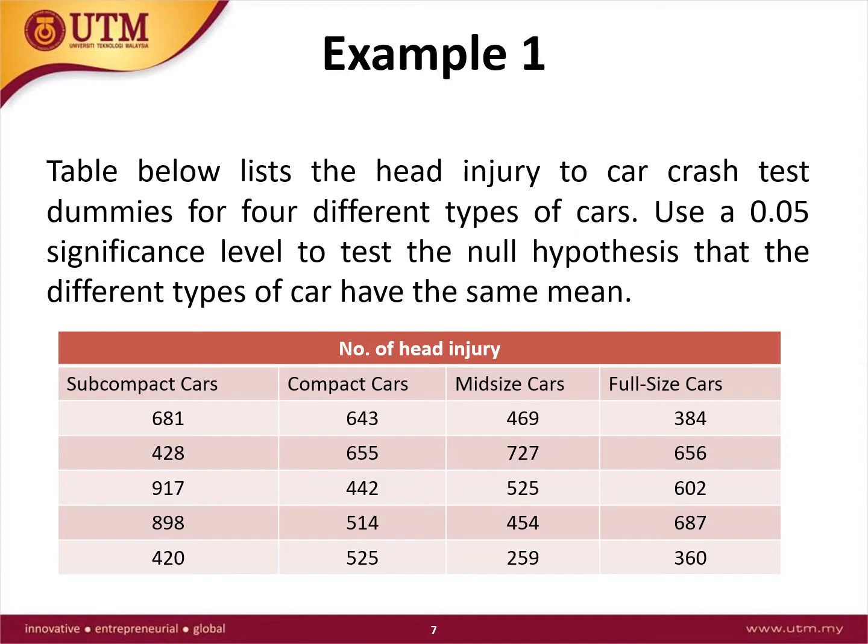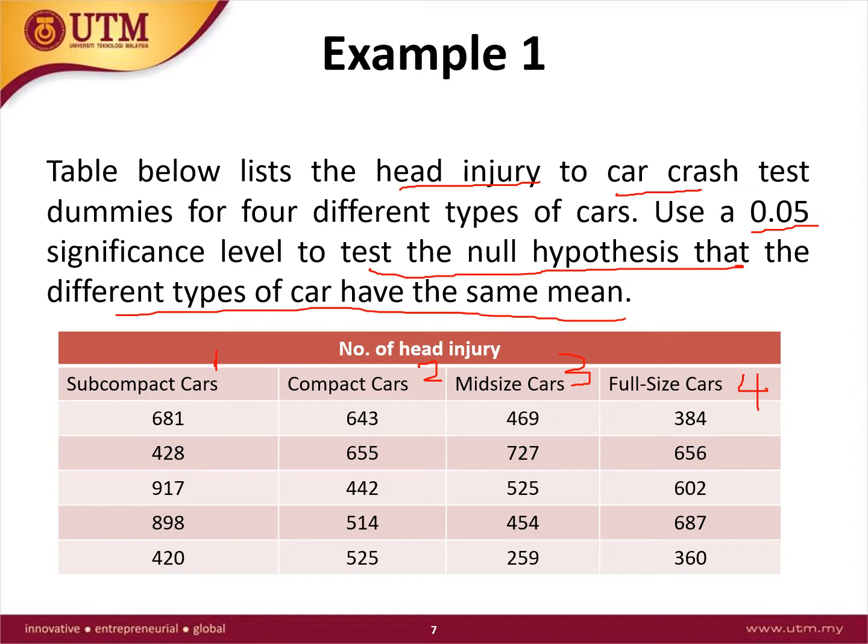Example 1: the list of head injuries from the car crash test dummy for four different types of car. We use the significance level 0.05 to test the null hypothesis that the different types of car have the same mean. So we have four groups here: subcompact cars, compact cars, mid-size cars, and full-size cars as the fourth group. This is the data.